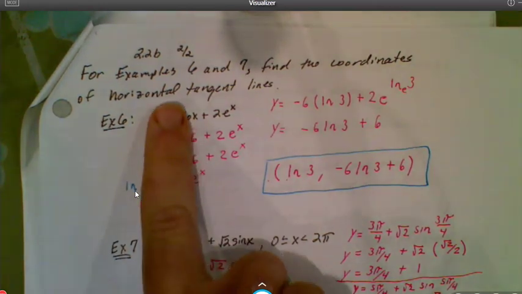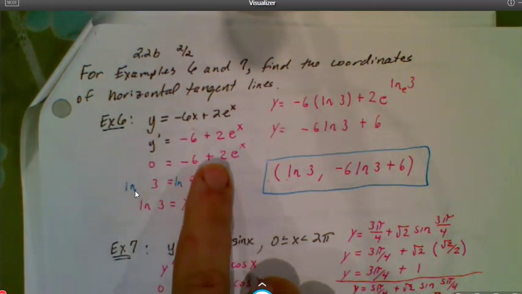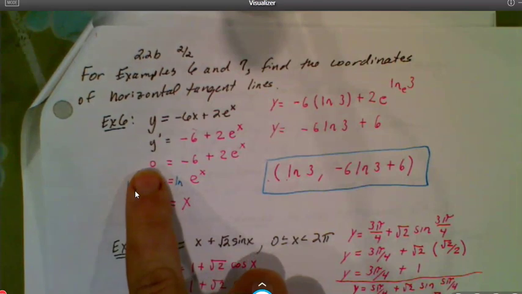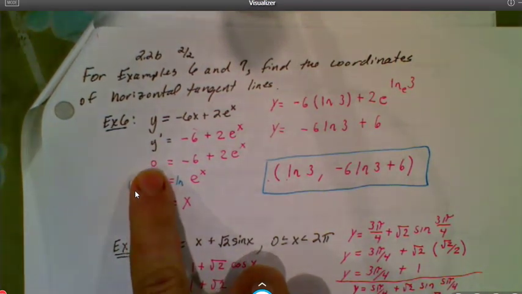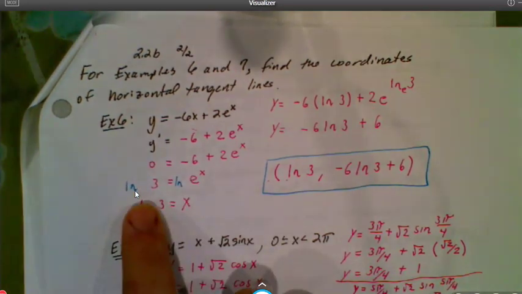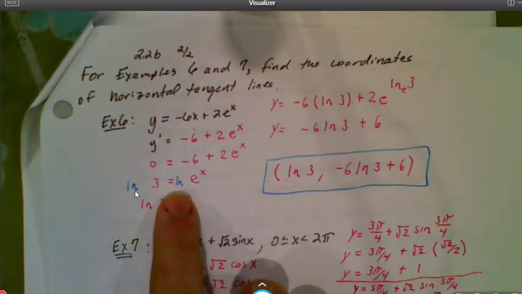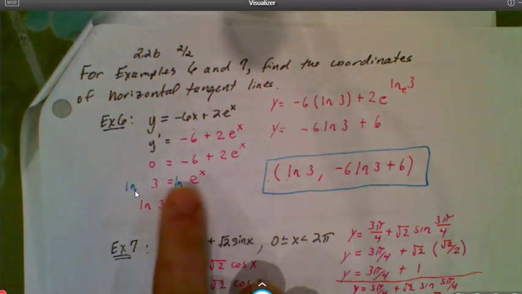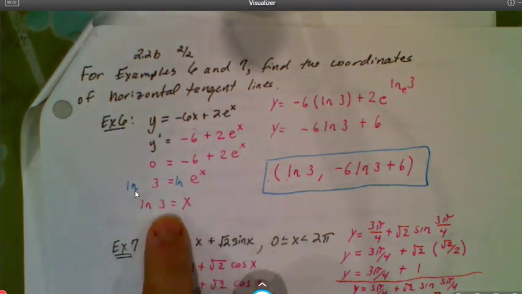If I'm looking for horizontal tangent lines, then again, I know that my derivative equals 0, and that's the equation I have to solve in solving for x. So add the 6 over, then divide by 2. Then I took the natural log of both sides, and it's going to come out looking like this.